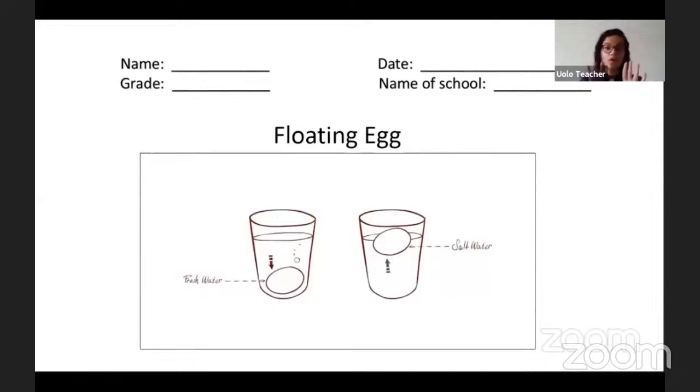Okay, now all you need to do is draw a rectangular box and then draw two glasses. In the first glass, you'll write fresh water and the egg is sinking down with an arrow. In the second one, you will show the egg is floating up. Why? Because it has salt water. So just draw an arrow and write salt water and show an arrow that it is floating up. Okay, let's quickly draw it.